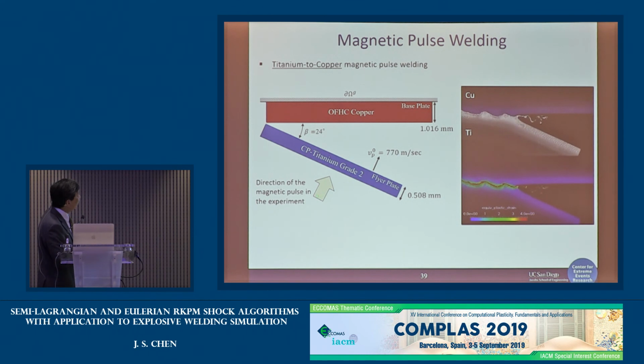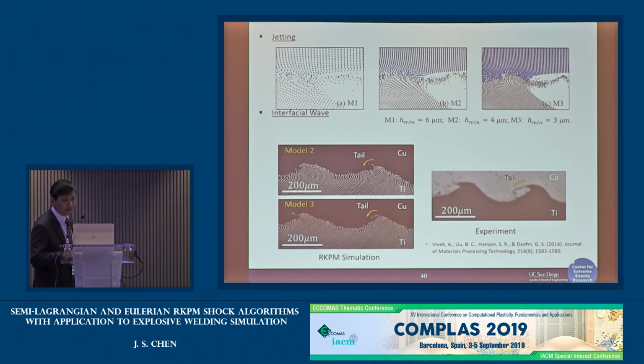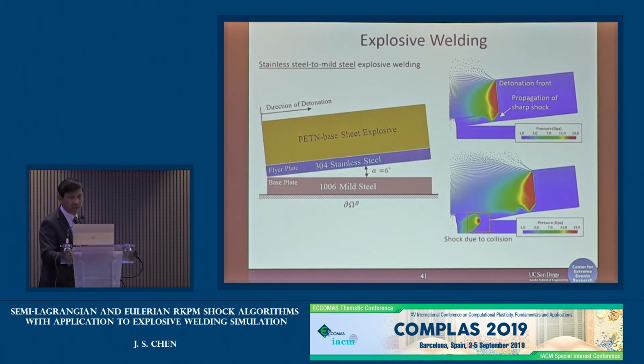And so we model, so this will impact with the one at the top, and we model the jetting here, and it also forms the vortex, right? So here we have three levels of mesh refinement just to check the convergence, and this is how this vortex is formed. If we have a comparison with experiment, right? So this is the tail, because that also provides an additional lock-in between the two pieces of materials and the wavelength of the material.